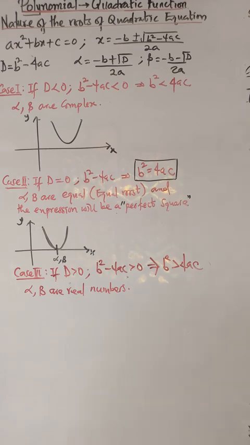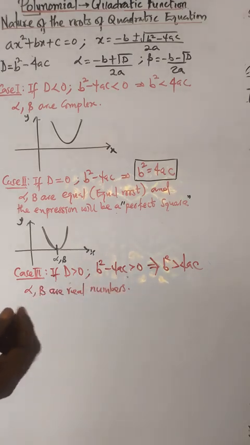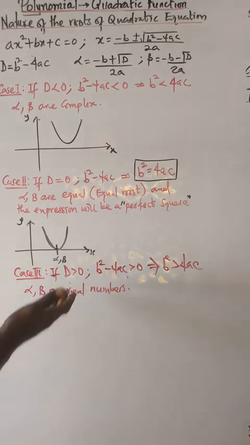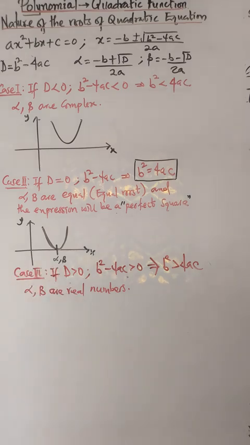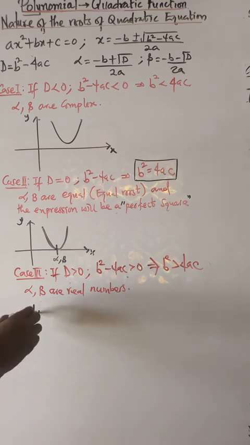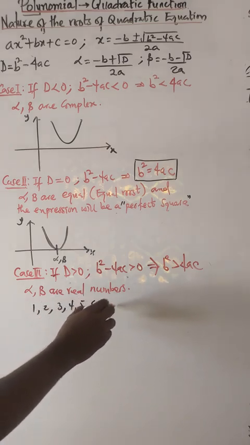Then under this case 3, we now have a special case. If d is greater than 0, it means d is a natural number. Because greater than 0 means what? Positive. So d is a natural number. So part of natural numbers we have, let's write some of them. We have 1, 2, 3, 4, 5, 6, 7, 8, and the likes.